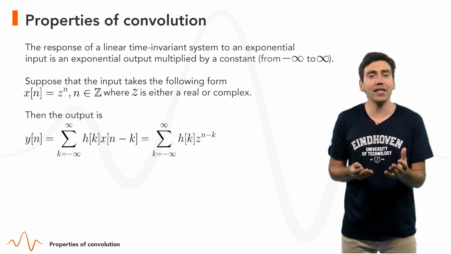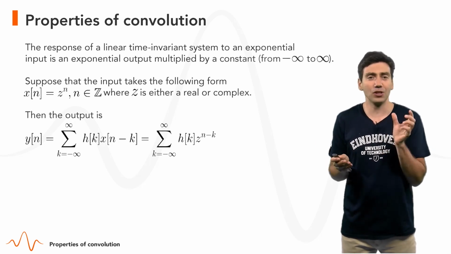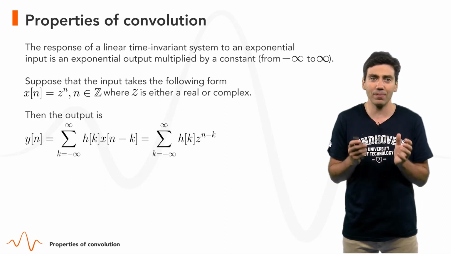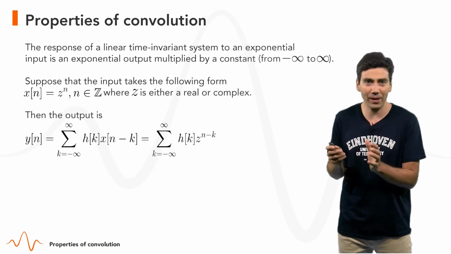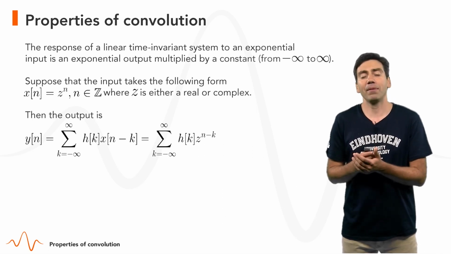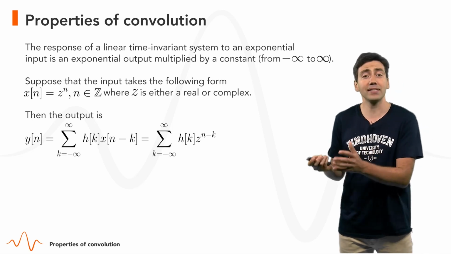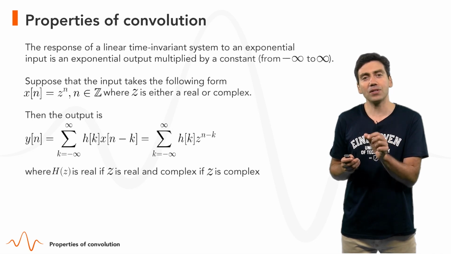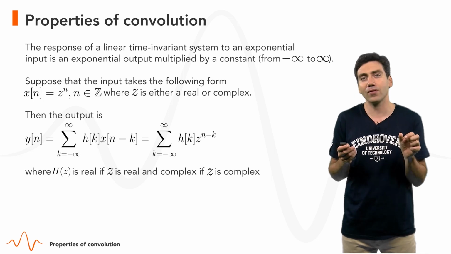Now it is more convenient to write the convolution between h and x in such a way that h is fixed in the summation. So the summation from k equals minus infinity to plus infinity of h[k] x[n minus k]. Now x[n minus k] is nothing more than z to the power of n minus k. We can write z to the power of n minus k as z to the n times z to the minus k. Now, very important trick. Inside this summation, we get a term that does not depend on k, z to the n. So we can take it out of the summation.